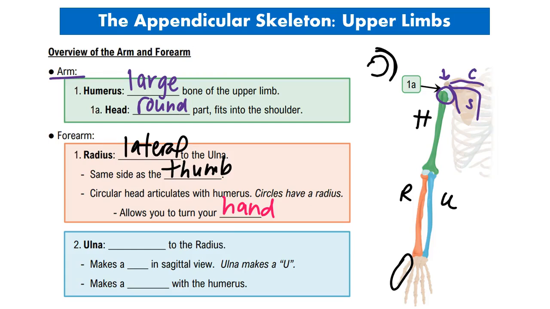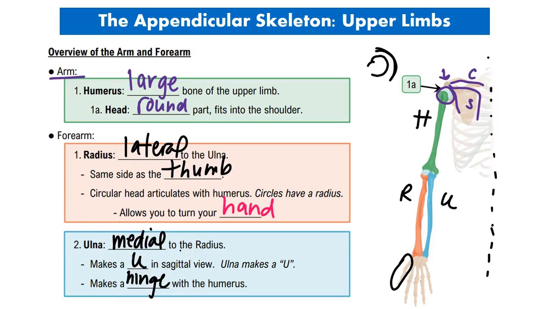Now let's go ahead and get into the ulna. The ulna is going to be medial to the radius. As you can see, it's going to be closer to the medial line of the anatomical structure. Now this is going to make a U in the sagittal view. So the ulna makes a U, which makes sense because it helps you remember U, ulna, okay? And it also makes a hinge with the humerus. So let's see what that means.